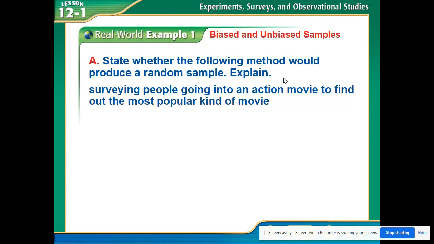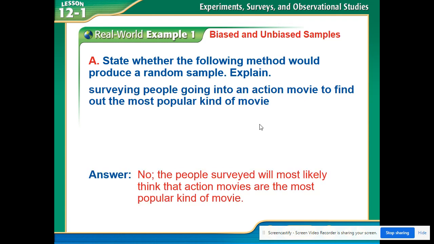So now we're just going through a bunch of examples. State whether the following problem would produce a random sample. Surveying people going to an action movie to find out what their most popular kind of movie is. No, because you're asking people that are already invested in an action movie. They're not going to be unbiased. They're going to be biased because of where you're located.